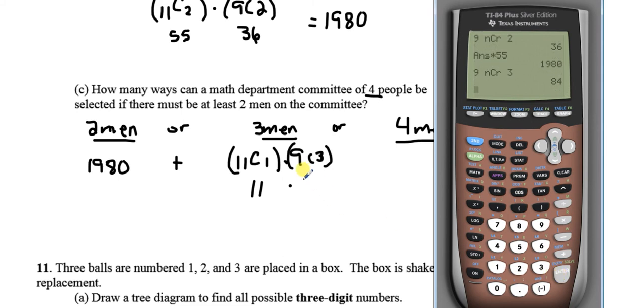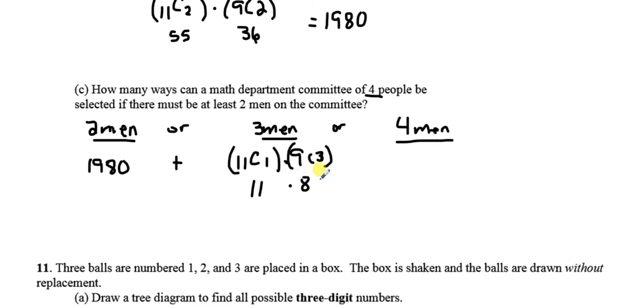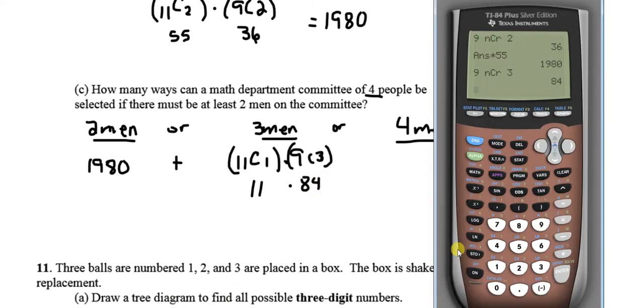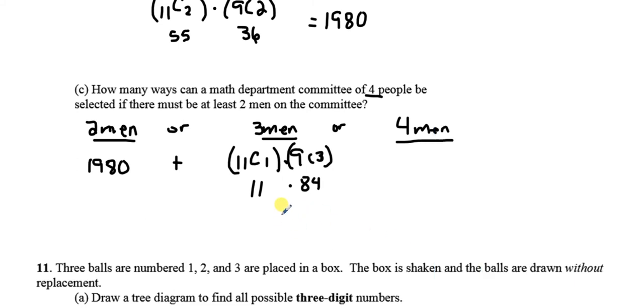And if you find the mistake on here, point it out to me and I'll give you some bonus points. Hopefully I did this right. 11 times 84 is 924.